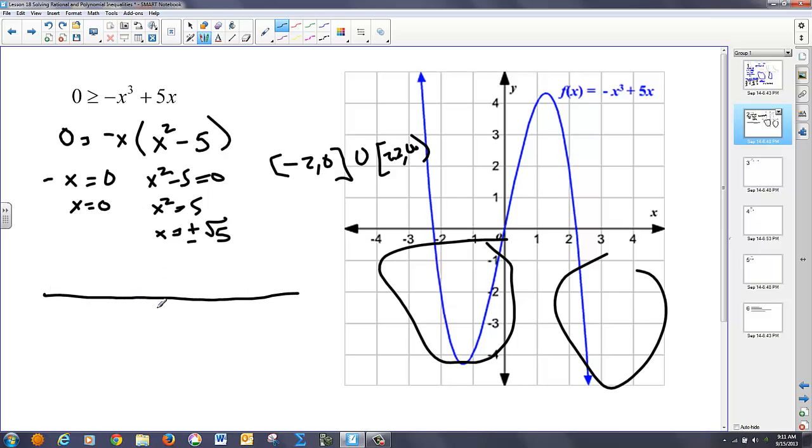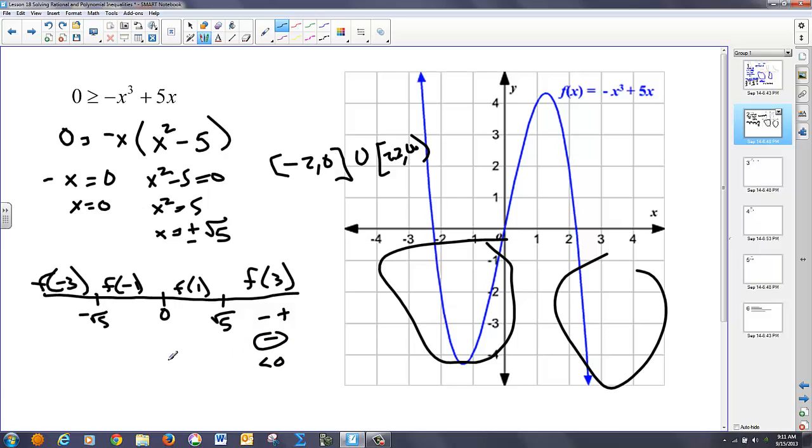Again, use those critical numbers, 0, plus and minus root 5. I'm going to pick values to either side of those, so let's go 3, 1, -1, -3. Pop in a 3, I get a negative and a positive, which is a negative, and that's less than 0, so I like that.